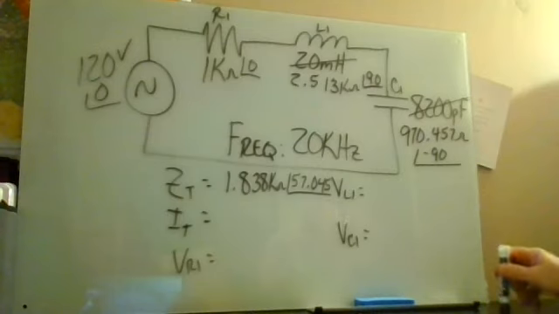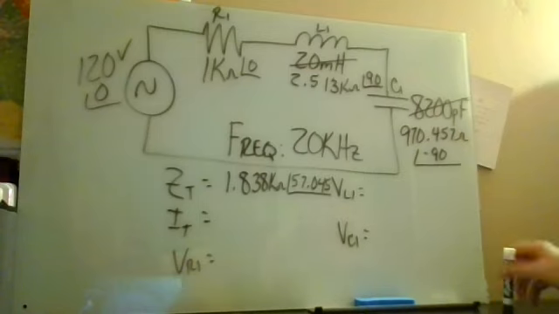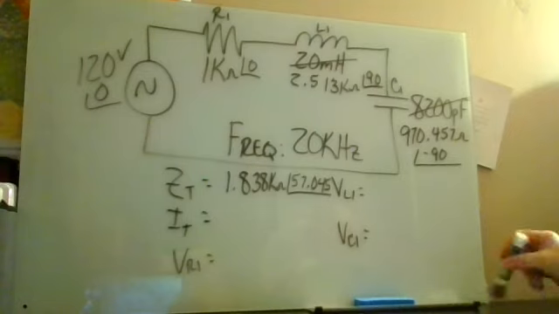Oh, I see what I did wrong. I forgot to add the exponent to my 2.5. Now did you get 1.838 kohms? Yes, then you moved the decimal over to the left three spaces. Yep.